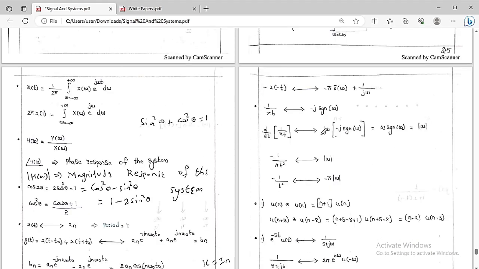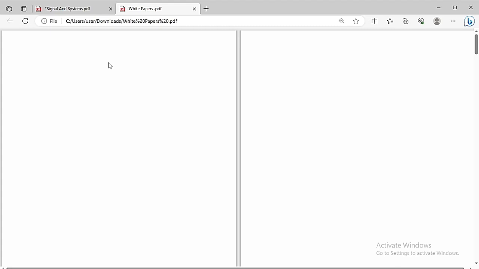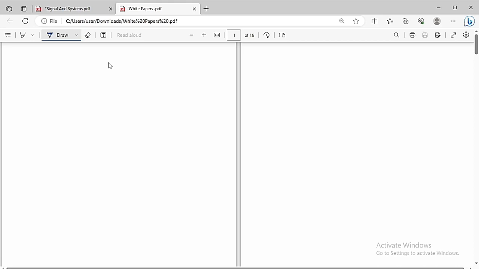So now the next point that we are going to discuss is minus u of minus t, whose Fourier transform is minus pi delta of omega plus 1 by j omega. I will discuss it in somewhat more detail, so listen carefully. For u of t, I have already told you what the Fourier transform is.